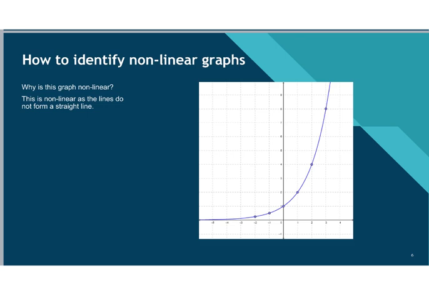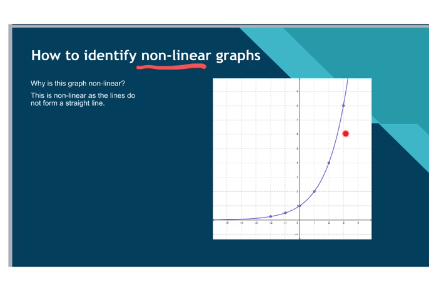How to identify nonlinear graphs. Why is the graph on the right nonlinear? This is nonlinear as the lines do not form a straight line, but they form a curved line.